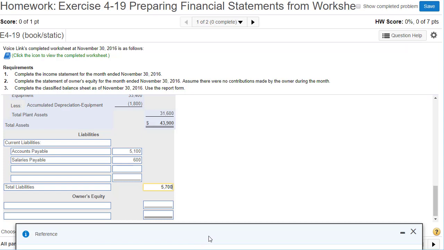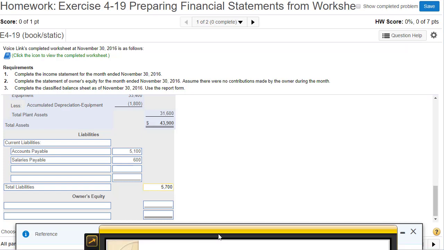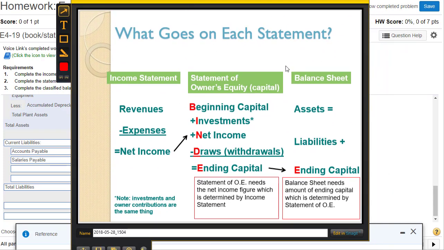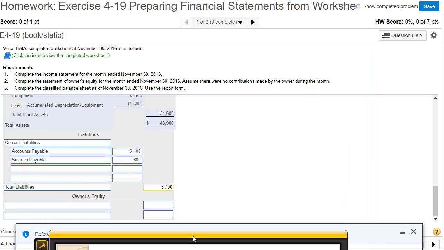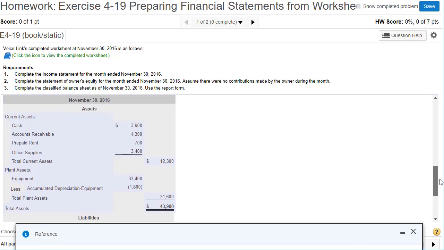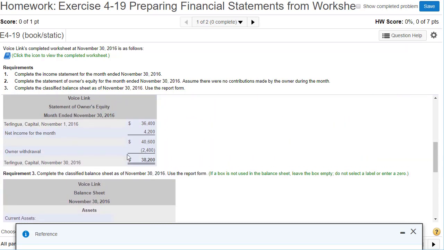Now, equity. This is the part where some students screw up. Let's go back to our formulas for the financial statements. Notice the balance sheet formula is assets equals liabilities plus ending capital. So where did we get ending capital from? Follow the arrow backwards. The ending capital is at the end of our statement of owner's equity. So we're going to scroll up to our statement of owner's equity. Here is our ending capital, $38,200. I'm going to copy and paste that.